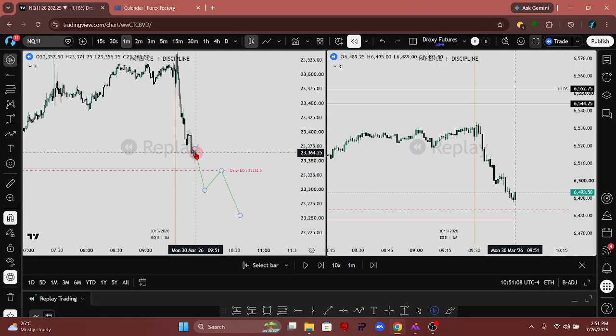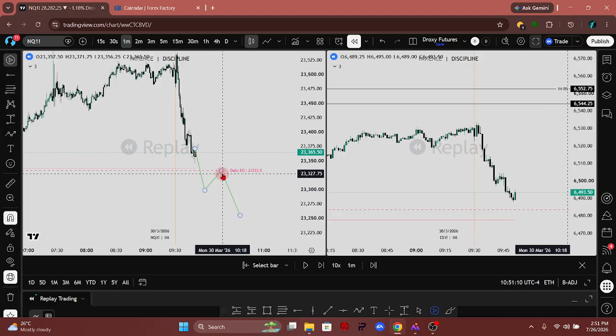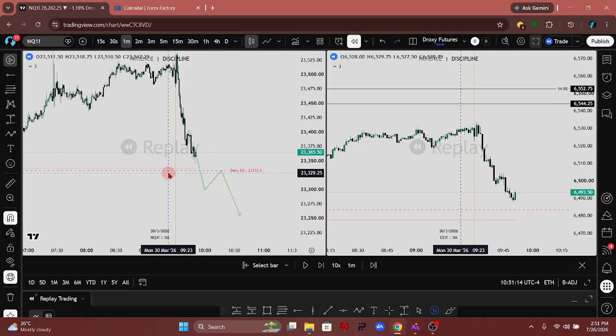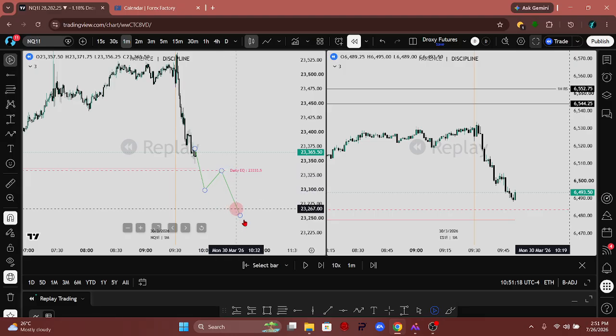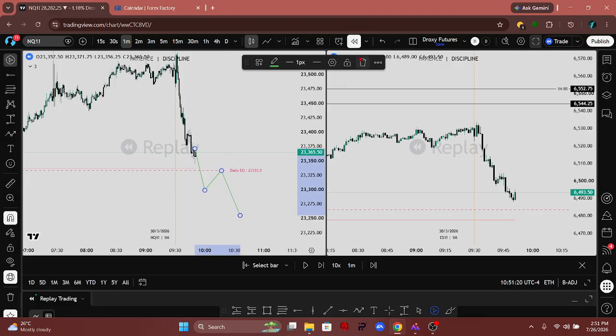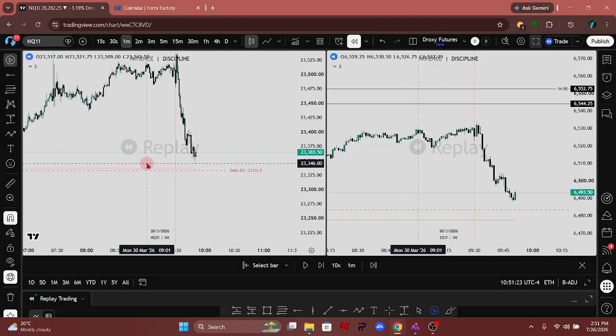So now you see that after breaking this level, when it retests, instead of bouncing here and going up, it has broken it. Instead of becoming support, it becomes resistance, then pushes price lower. So that's the importance of having a daily EQ. We have two: it determines premium and discount, and it can serve as a liquidity level to push price either up or down.